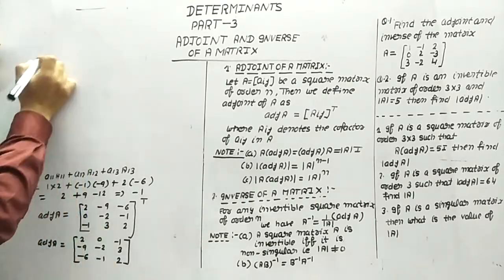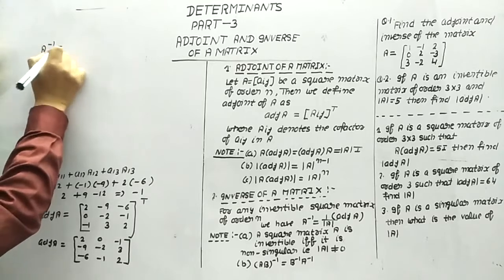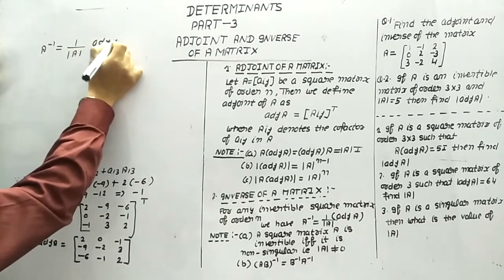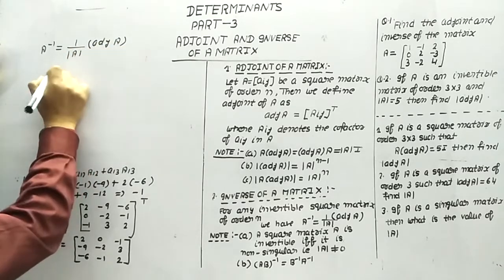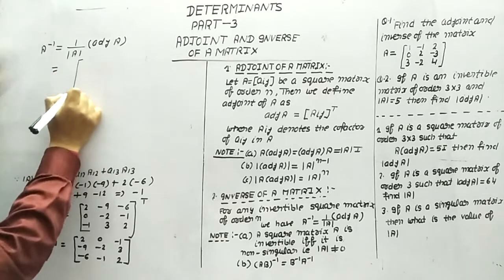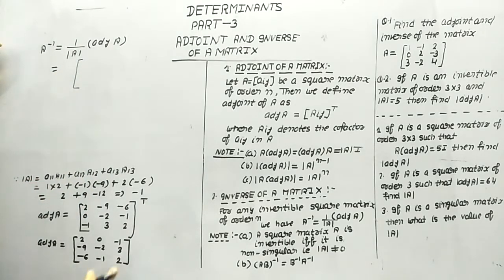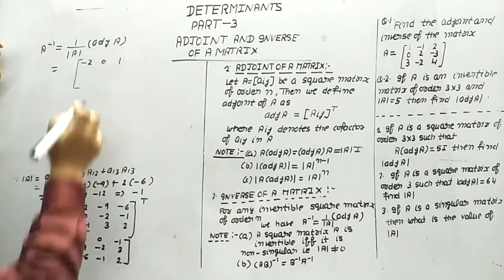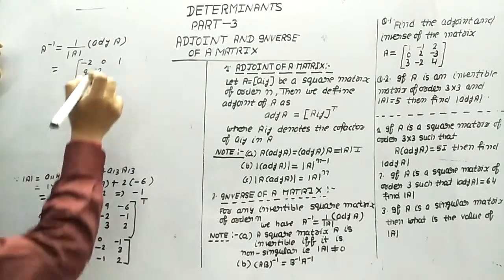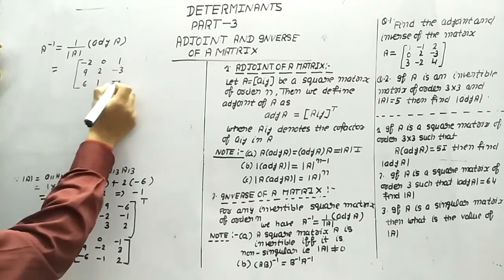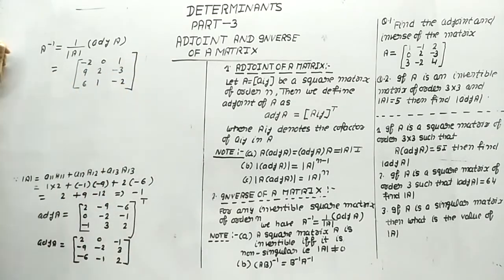Now for the inverse of a matrix, the rule is 1 upon determinant of A into adjoint of A. Adjoint of A is already found. Determinant is minus 1, so each element is multiplied by minus 1. So this becomes minus 2, 0, 1; then 9, 2, minus 3; and 6, 1, minus 2. So this is the inverse of this square matrix.